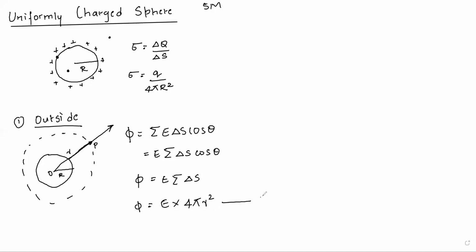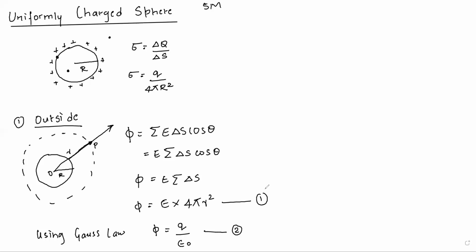Let us consider this as equation 1. Using Gauss law, we know the expression of Gauss law: phi is equal to Q by epsilon naught. So this is the expression for Gauss law. Let us consider this as equation 2.